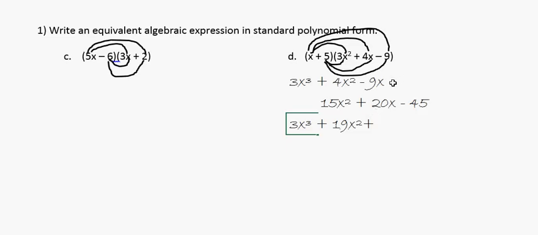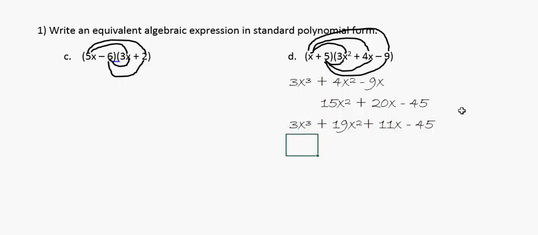Now I have negative 9x's and 20x's. So I can think of that as having 20x's and losing 9 of them. 20 minus 9 is 11 x's. And I only have one constant term. So I just say minus 45.